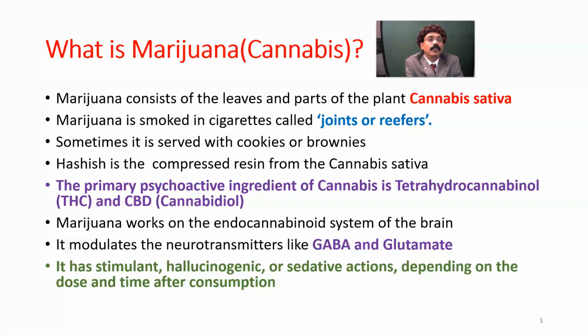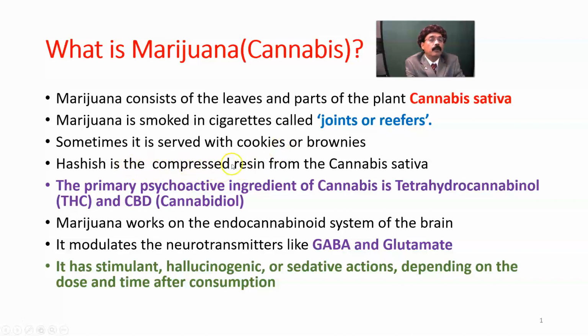Today I will discuss marijuana. Marijuana is a derivative of cannabis sativa. We have another cannabis called cannabis indica, very similar to cannabis sativa. Marijuana consists of leaves and parts of the plant cannabis sativa. Marijuana is smoked in cigarettes called joints or reefers. Sometimes it is served with cookies or brownies.